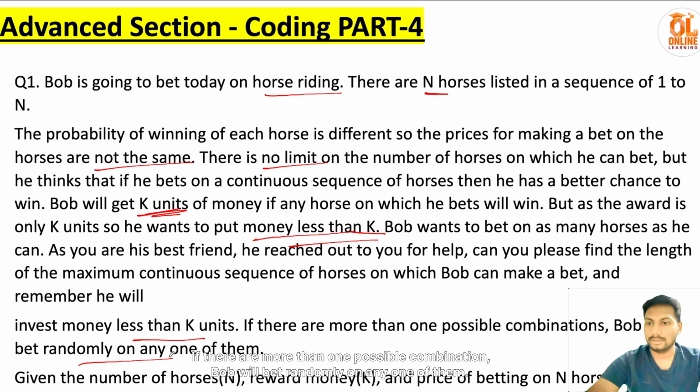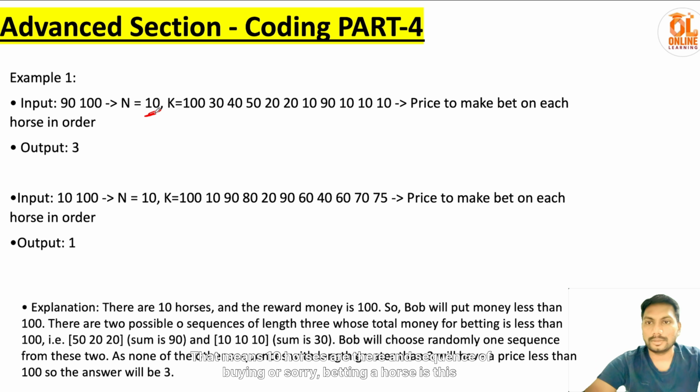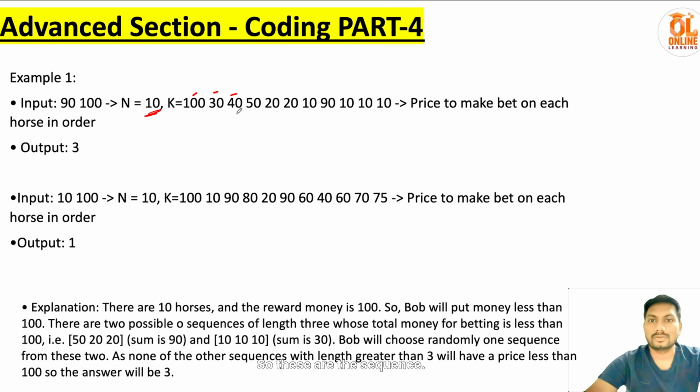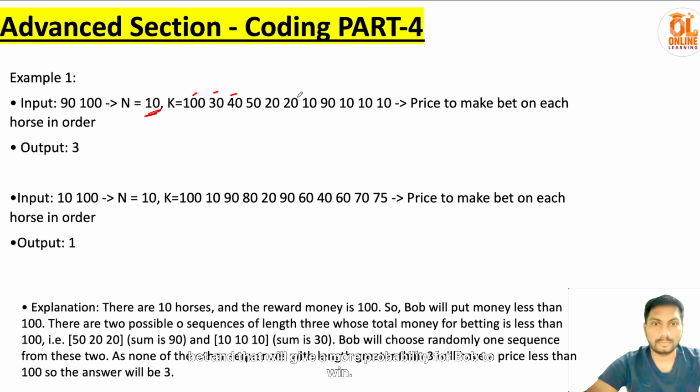Given the number of horses n, reward money k, and the prices of betting on n horses. So we have n equal to 10. That means 10 horses are there, and the sequence of betting on a horse is 1, 2, 3, 4, 5, 6, 7, 8, 9, 10. So these are the sequence. So we have to find the maximum sequence, the maximum number of horses that he can bet on, and that will give Bob a higher probability to win.